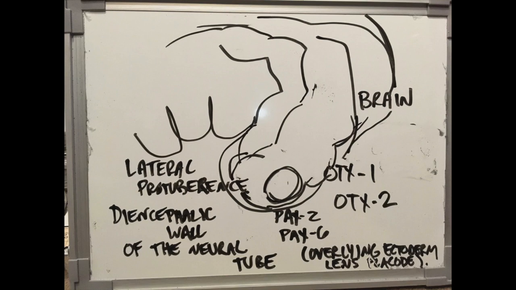In addition, here in the head, we're going to have some expression by OTX1 and OTX2 that's going to cause this lateral protuberance to grow off the diencephalic wall of the neural tube. That's the hindbrain, actually, right? Or right there at the midbrain and the hindbrain, okay? And PAX2 and PAX6 expression is also going to be involved in causing this protuberance to grow and meet the lens placode that is going to develop from the overlying ectoderm because of PAX2 and PAX6 expression. That's going to make the embryo's eye.